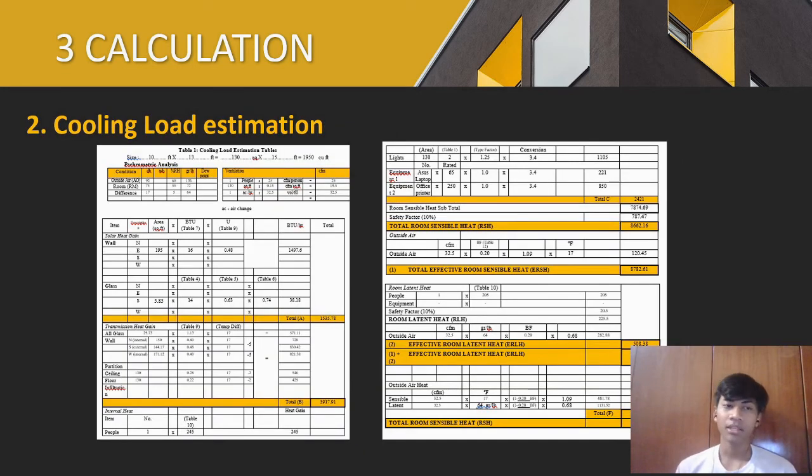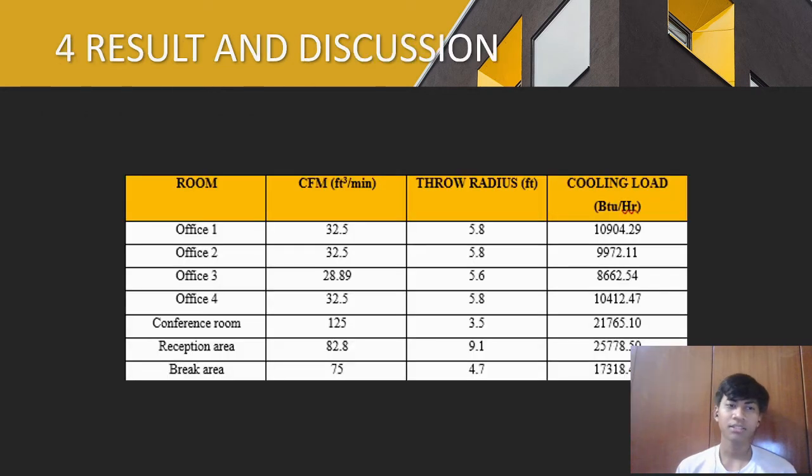And then I use the cooling load estimation. This is the cooling load estimation that I choose, which is this. This is the cooling load estimation for office 1. Lastly, for result and discussion, this is the table that I calculated for the CFM, throw radius, and cooling load. After we calculate the CFM, throw radius, and cooling load, we compile the data and make a table to put all the values in that table.